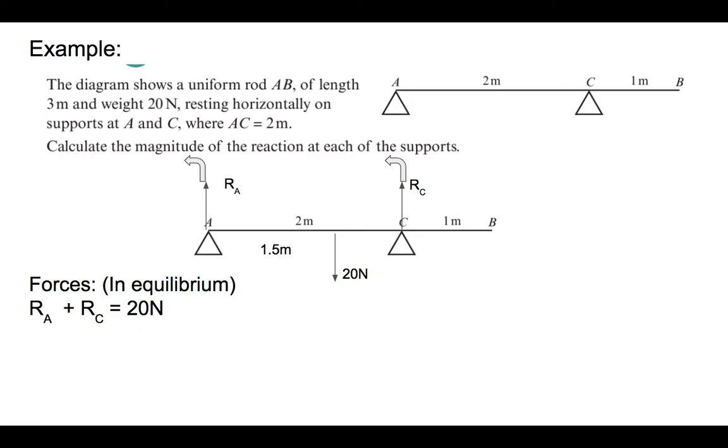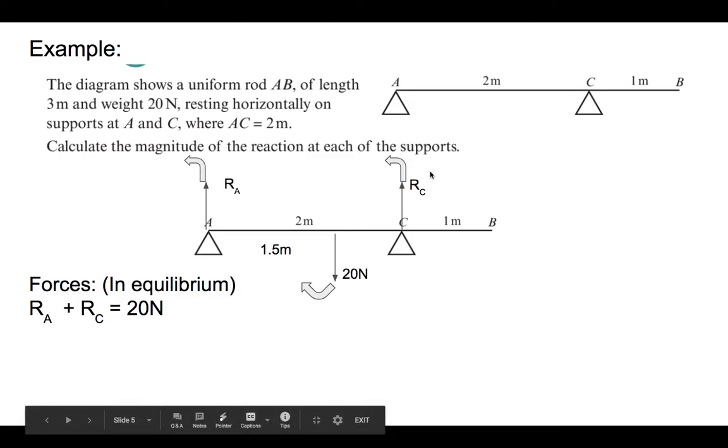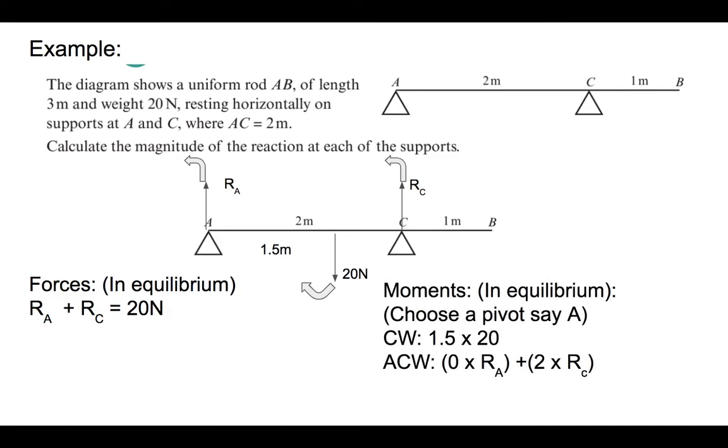So that's for our forces, and I'll come back to that in a minute. If we now look at our moments, and I'm taking my moments from A, now my arrows are starting to appear again. There's my third arrow, so that's going in the clockwise direction, and these two are going in the anti-clockwise direction. If I take my moments from A, A helps me because one of my distances is 0. So the clockwise moment is just the moment for this force, so the distance from A is 1.5 and the force is 20 newtons, so I've got 1.5 times 20.